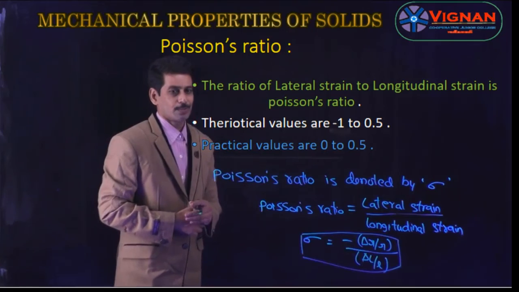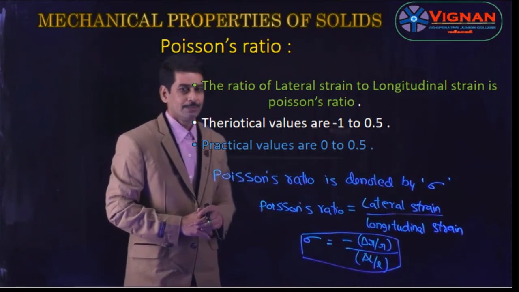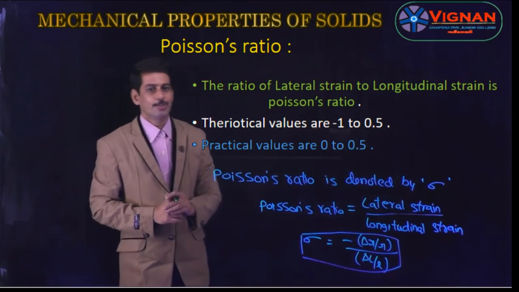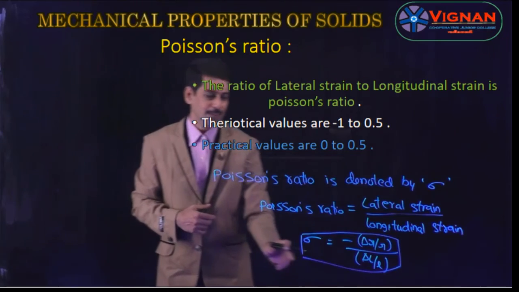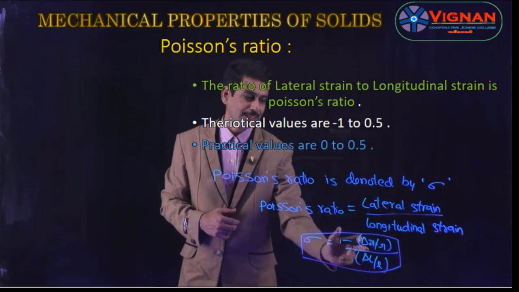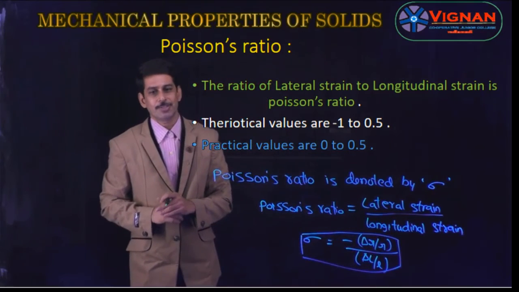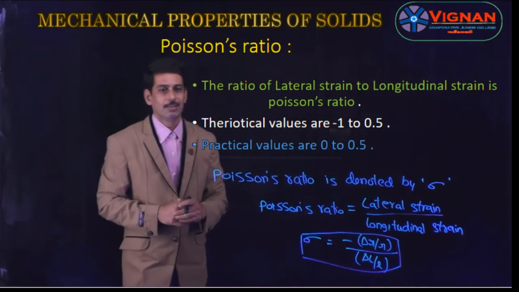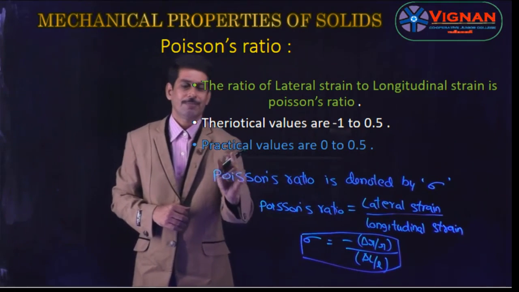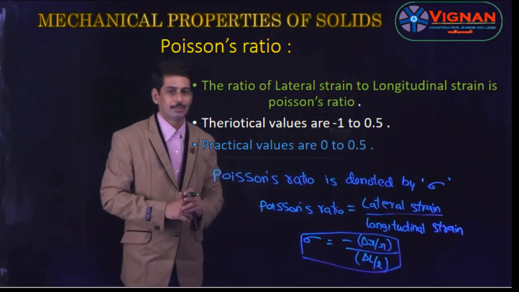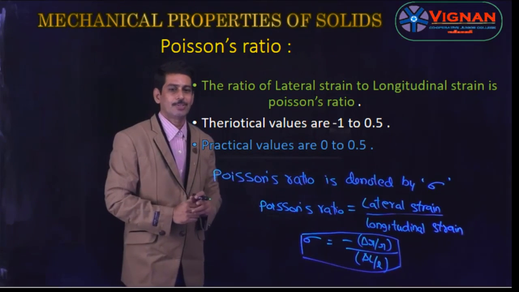Now sigma is equal to minus delta R by R by delta L by L. So Poisson's ratio is defined as the ratio of lateral strain to longitudinal strain, and it is denoted by sigma, and sigma is equal to minus delta R by R by delta L by L. And the values of Poisson's ratio: the theoretical values are minus 1 to 0.5, whereas the practical values are 0 to 0.5. So these are the values of sigma.